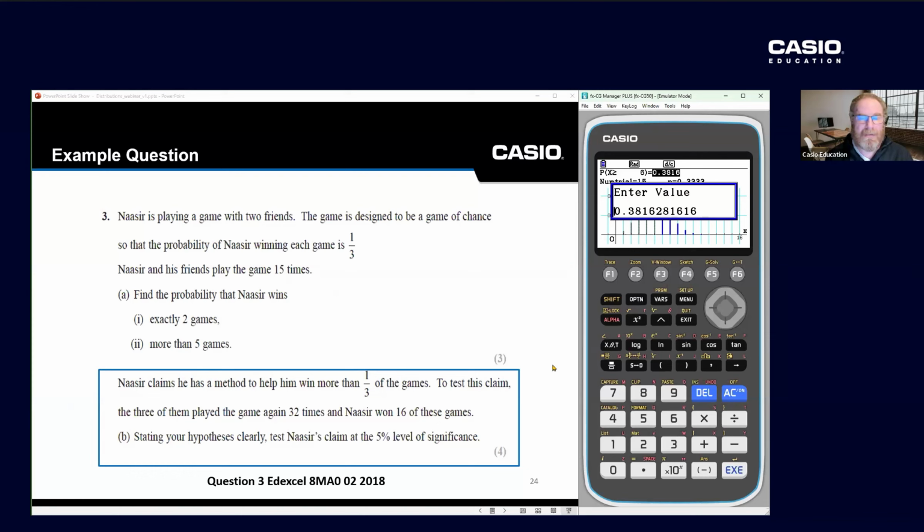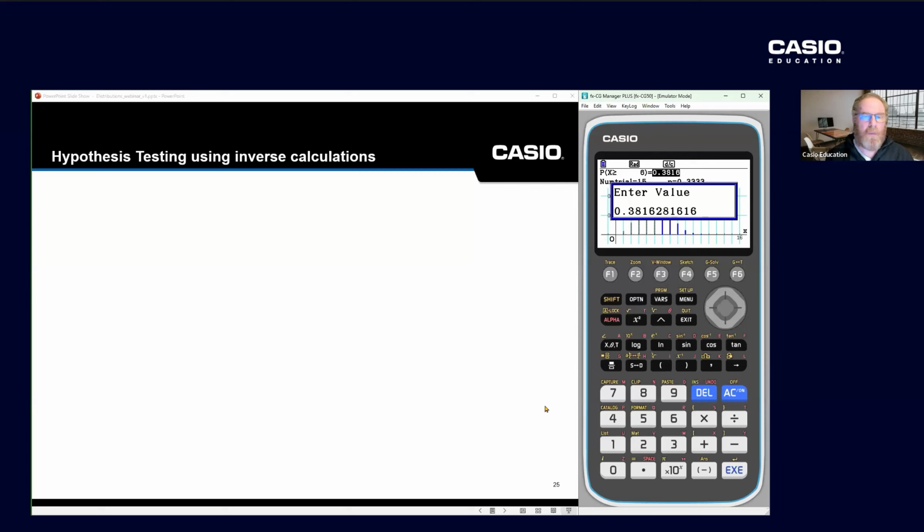So finding out probabilities. Second part is a hypothesis test where n is now 32. P is still a third. And we are looking at the right-hand side because of the wording of the question, helping win more than a third of the games. So we could approach it from the point of view that we've got a new distribution. Here are our hypotheses. H0, we think it's a third, but then H1, it could be more than a third. We want 16 or more, so that's the information given in the question.